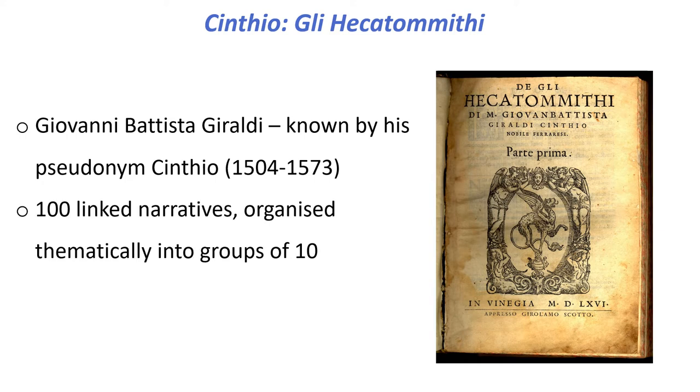In one of his texts, which I've pictured here on the screen, Cinthio created 100 linked narratives, organised thematically into groups of 10. This was a very common genre at the time, and there's another writer called Boccaccio who wrote a text called the Decameron, which is structured in a very similar way. And Chaucer, that you might be familiar with in the Canterbury Tales, wasn't quite so ordered in terms of creating texts that came together in groups of 10, but he also wrote a series of linked narratives called the Canterbury Tales.